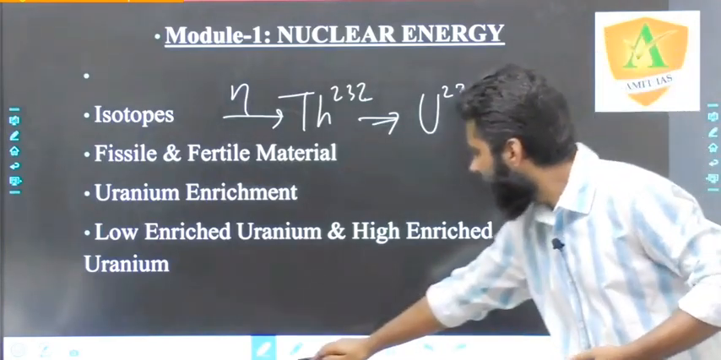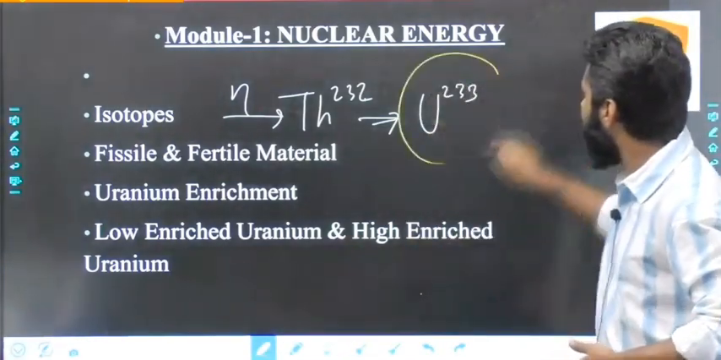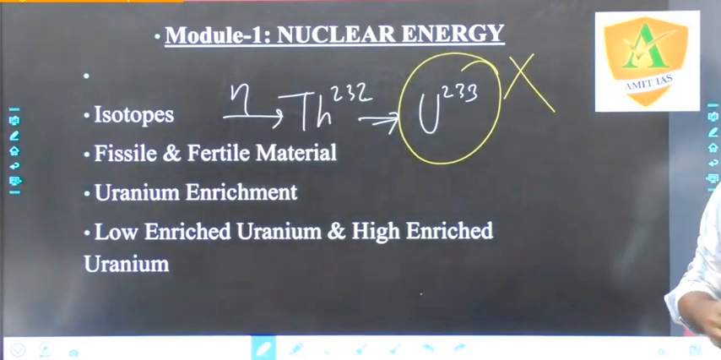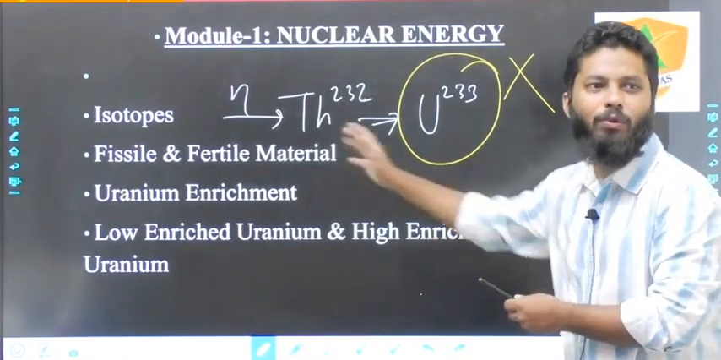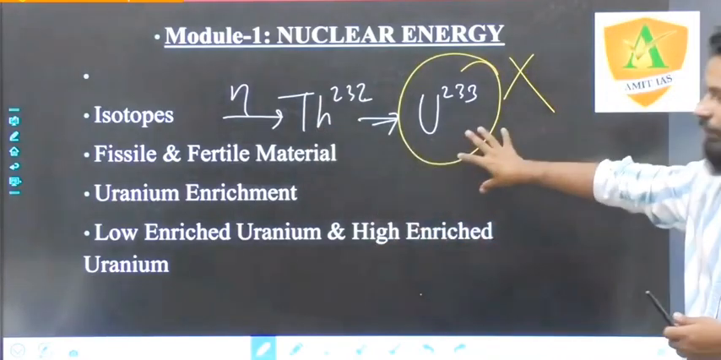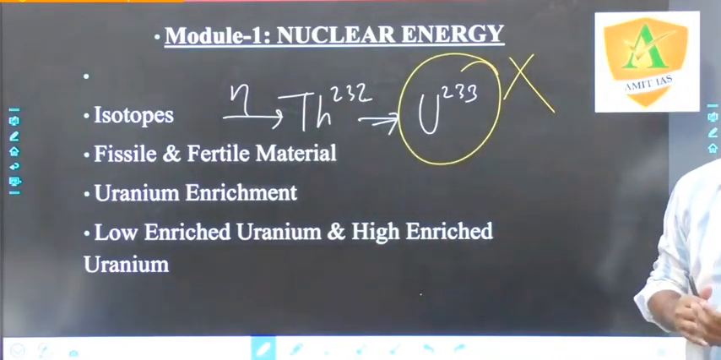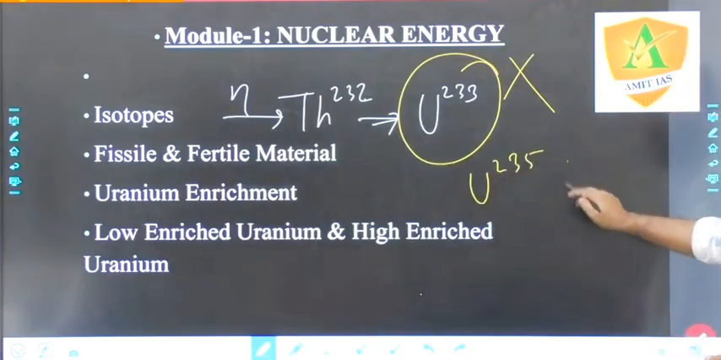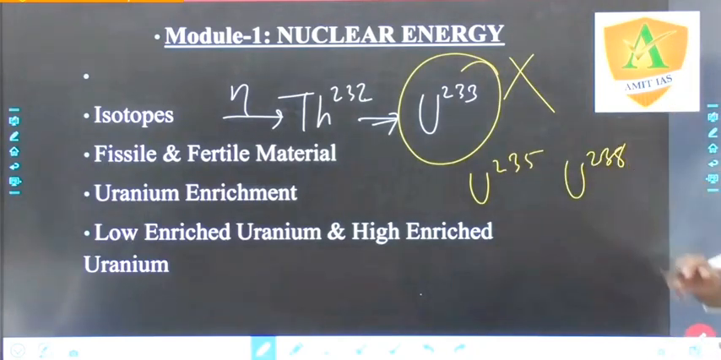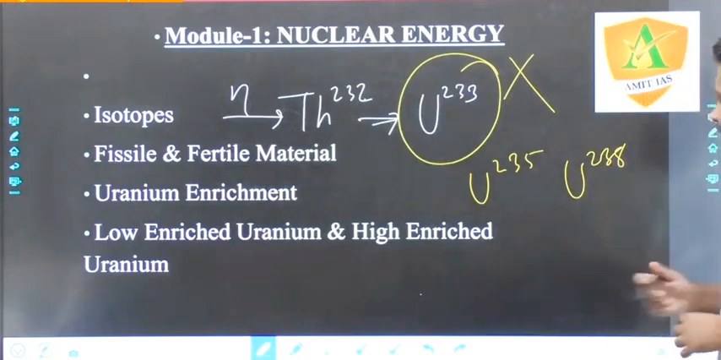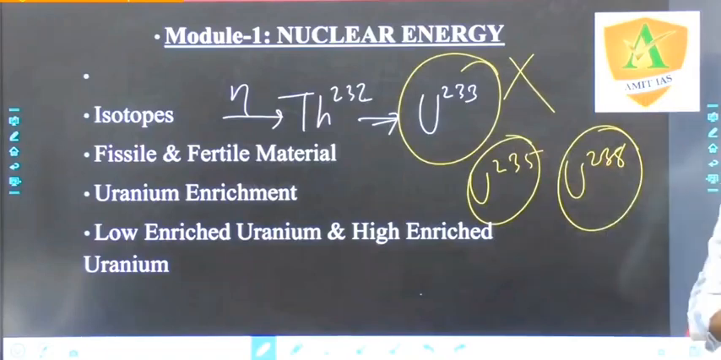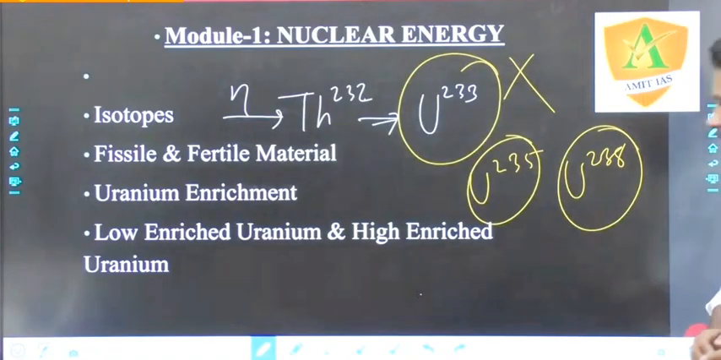That means this uranium 233 is not found in nature, because we are getting uranium 233 from thorium, right? So this is not found in nature. So which two isotopes are found in nature? Uranium 235 and uranium 238. They are found in nature, whereas uranium 238 is fertile and this is fissile. I hope we are okay with this. Okay.